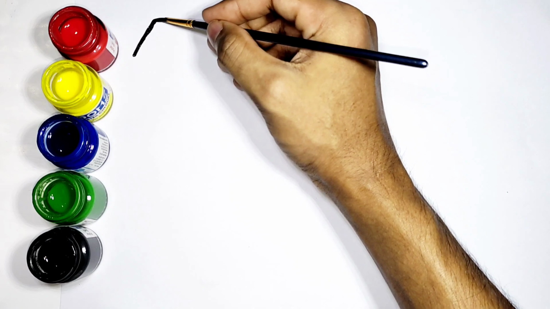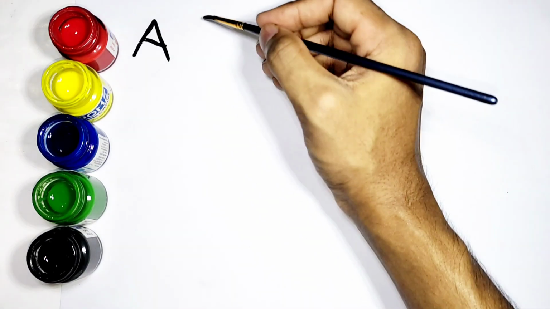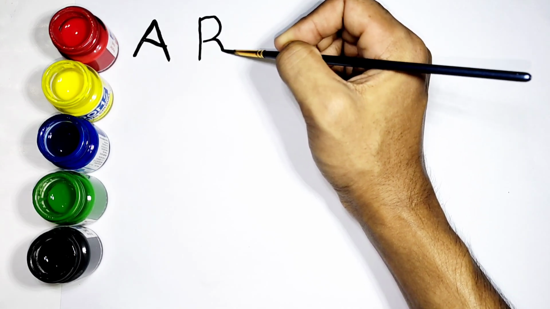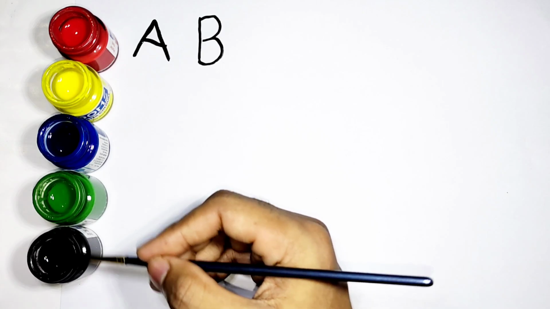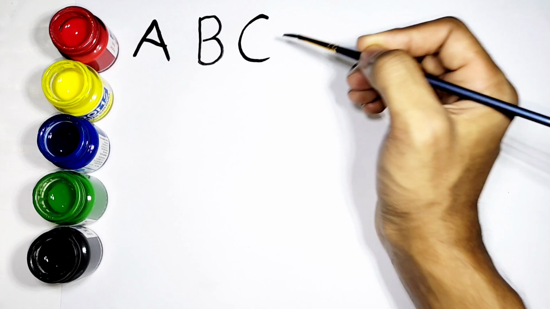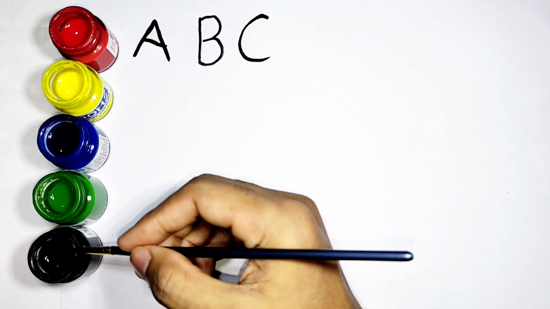First we draw A, the alphabet of A, and the next one is B. The next one is C. C for cow, C for cat. The next one is D. D for dog, D for doll.